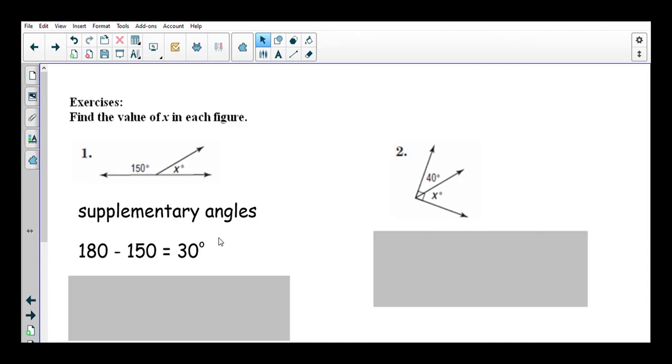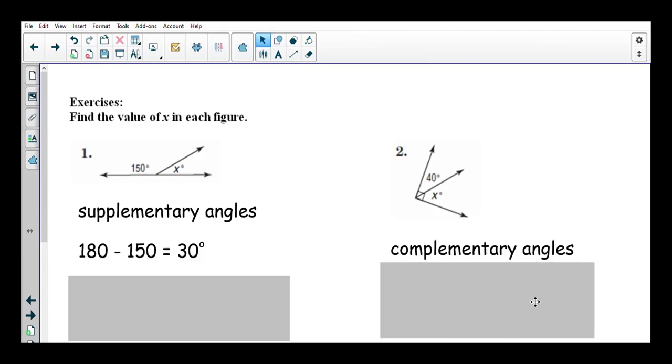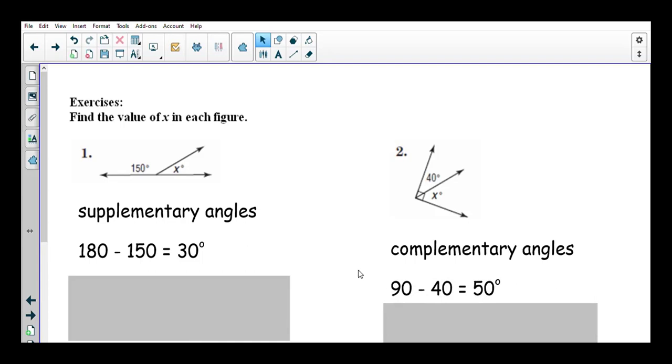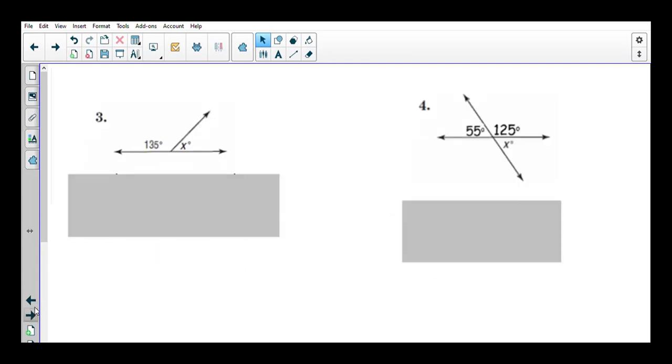In number 2, we have that square that represents a right angle, meaning these two angles are complementary angles. They add to 90 degrees. So to find the missing angle measure, just take 90 minus 40, and that's going to get us 50. Moving ahead to number 3.